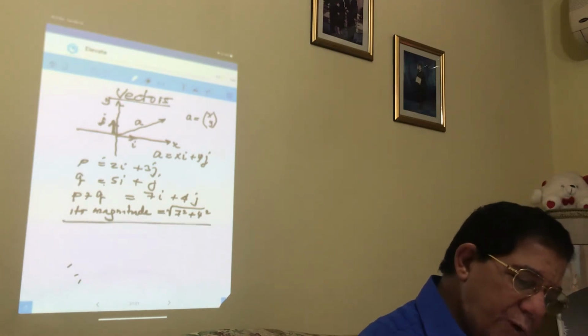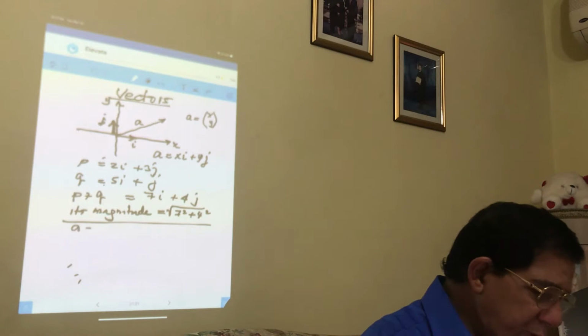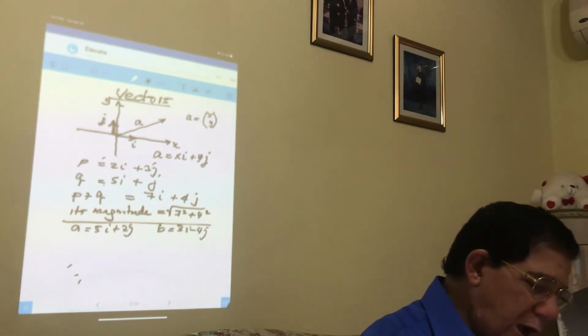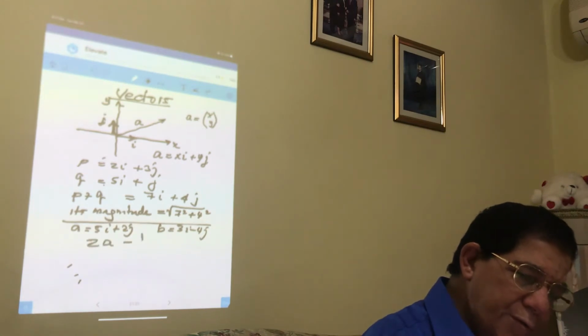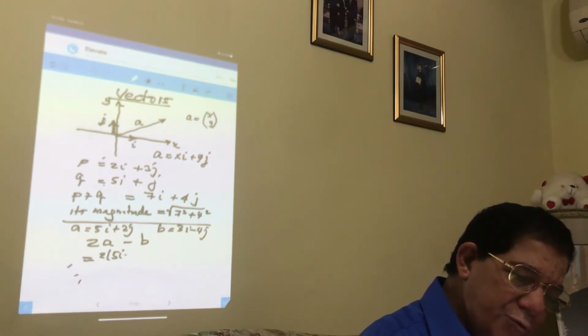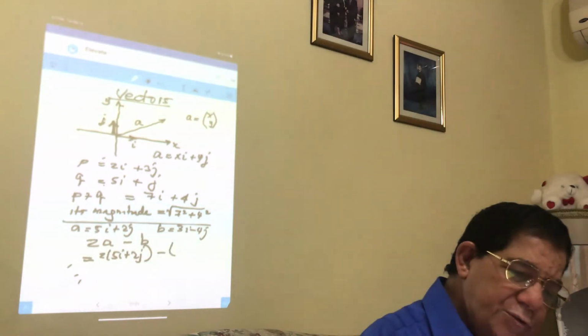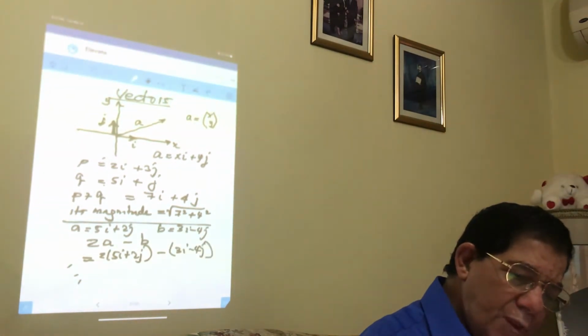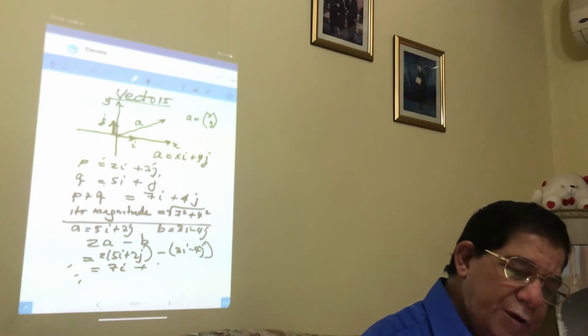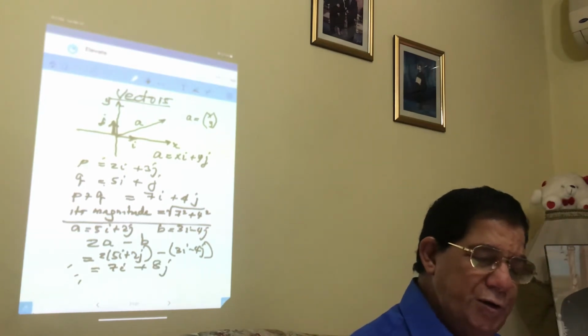If, for example, we have a vector A is 5i plus 2j, and a vector B is 3i minus 4j, and want to find 2A minus B, we just multiply vector A times 2, 2 times 5i plus 2j, minus vector B, 3i minus 4j. 2 times 5 is 10, 10 minus 3 is 7i. 2 times 2 is 4j, minus minus plus 4j, we get 8j. And this is the vector 2A minus B.